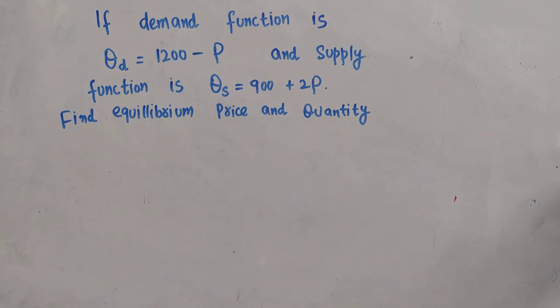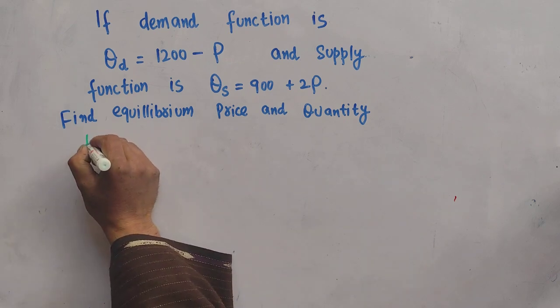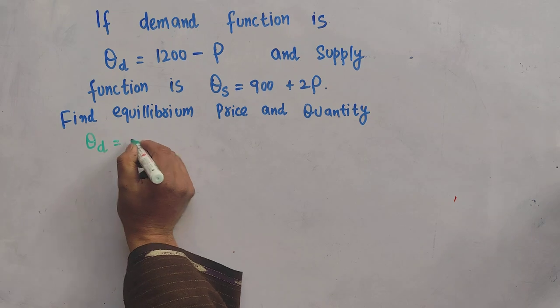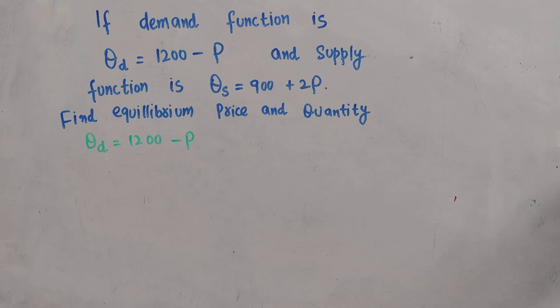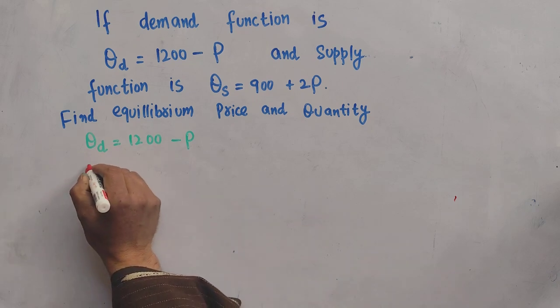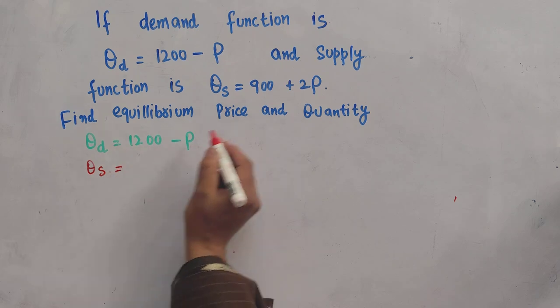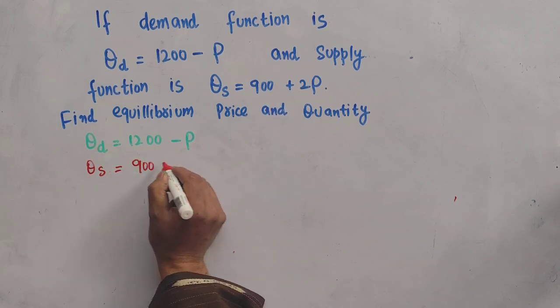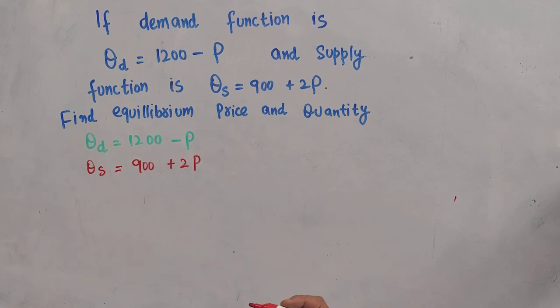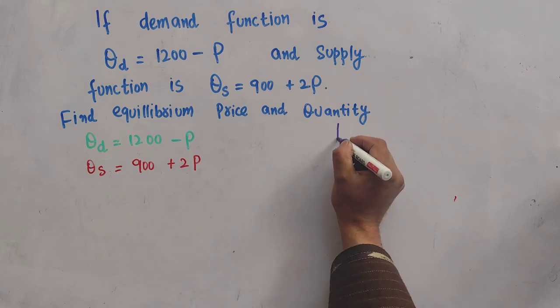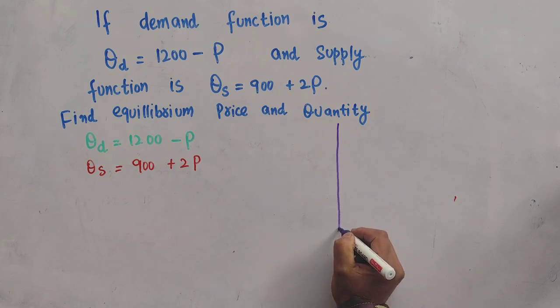Okay, so let me write it here. So let us say quantity demanded of a good is equal to 1200 minus P, and quantity supplied of that very good is 900 plus 2P, where P denotes the market price. Okay, so if I draw the graph of these two, the demand and supply function, let me try to draw a simple graph here.